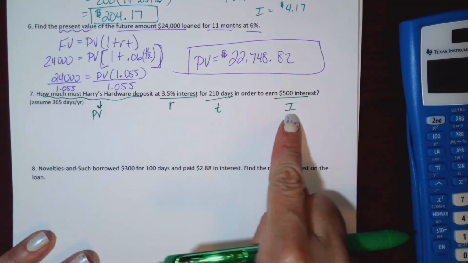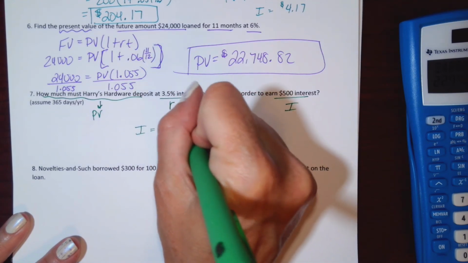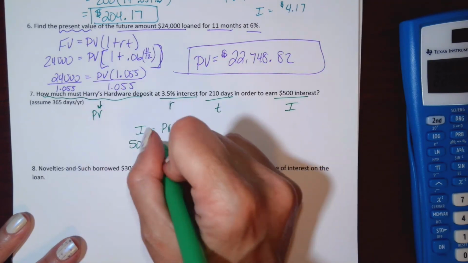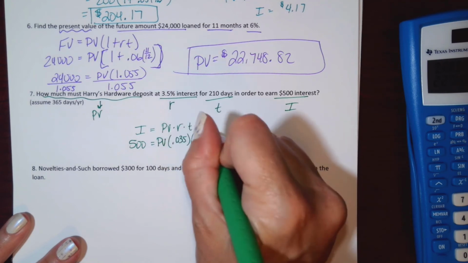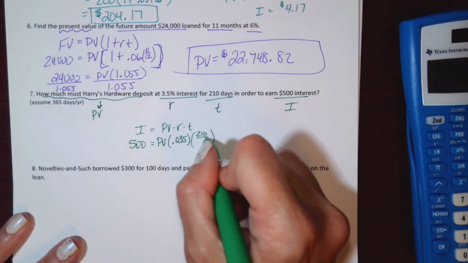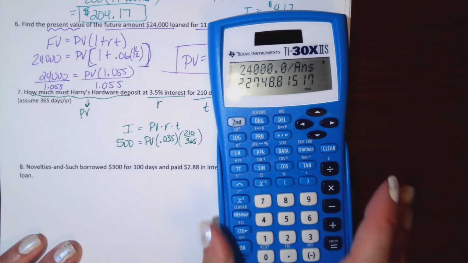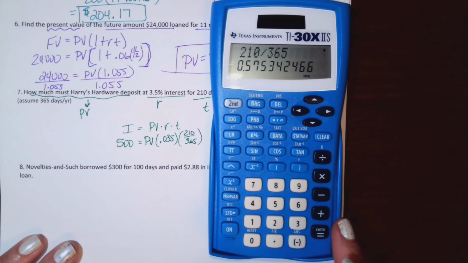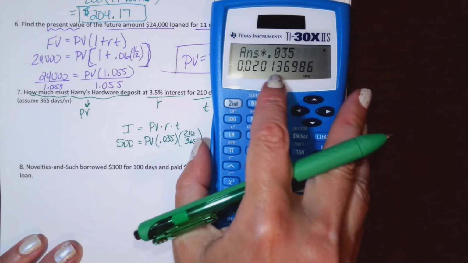So I look at my variables, and that's my simple interest formula. Interest equals present value times rate times time. My interest that I need is 500. My present value is what I don't know. My rate would be 0.035. And my time is 210 out of 365 days in a year. So again, I'm going to start here with my ratio, 210 divided by 365 times my rate, 0.035. And I get this long value.